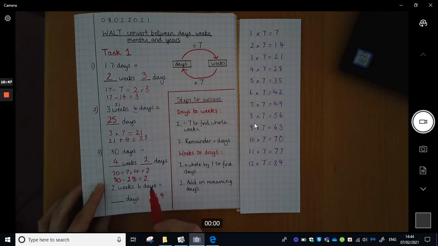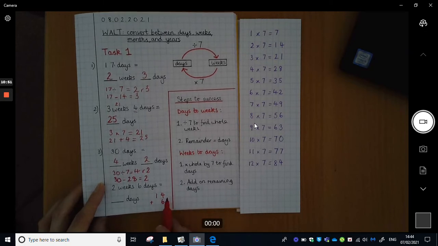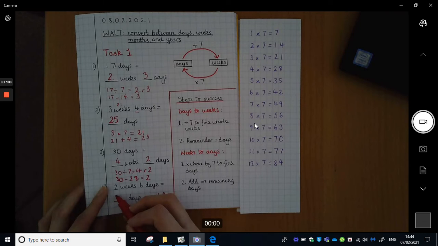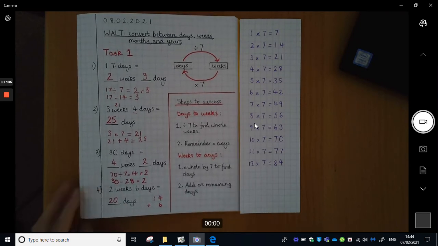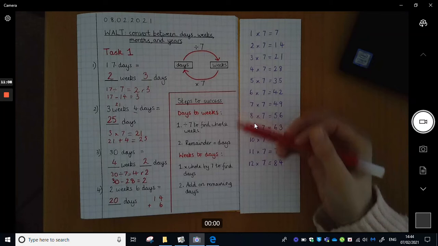I need to add on 6. So hopefully you can do this in your head. You can do a long addition like this if you need to. I'm just going to do that in my head. 14 and 6. Hopefully you know number one is 20.